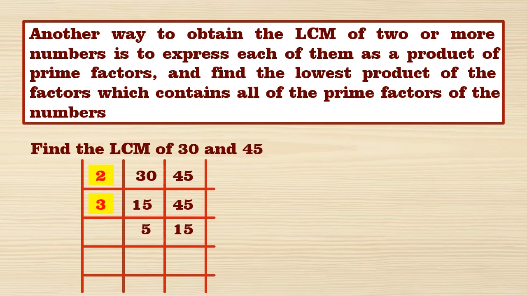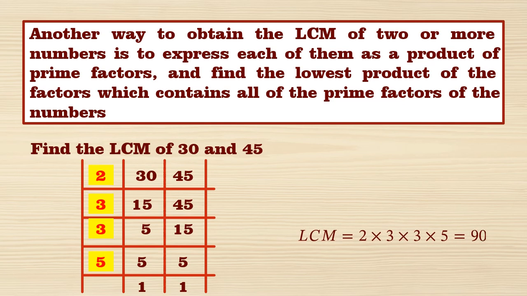So we check again. 3 cannot divide 5, so we put 5 down, and 3 can divide 15 into 5. Yes, we put 5 again down. Because we have 5, 3 cannot divide 5, so we check the next prime number, which is 5. So 5 into 5 is 1, we put 1 down, and 5 into the next 5 is also 1, so we put 1 down. Since we arrive at 1, 1, we have obtained what we want.